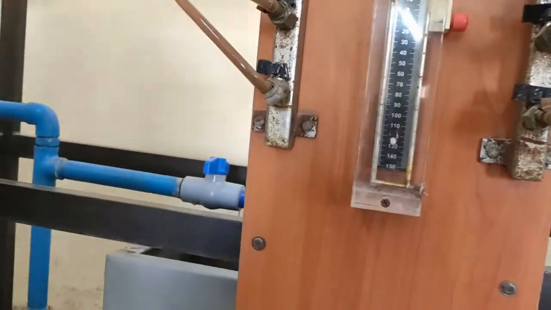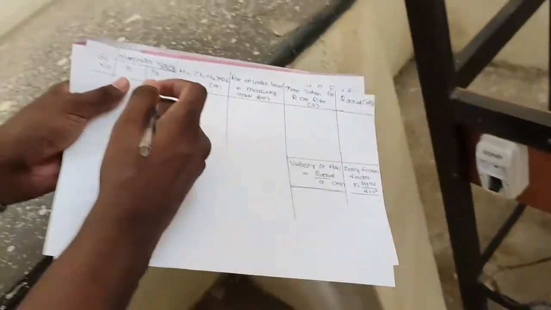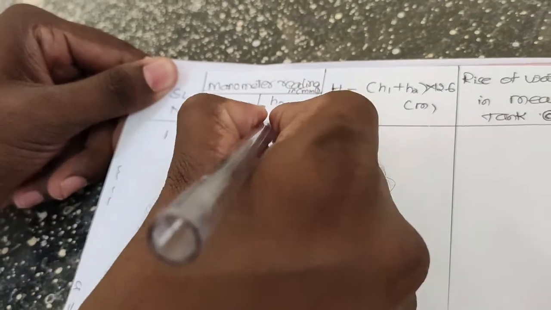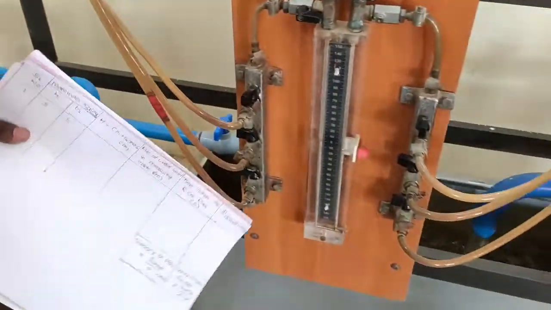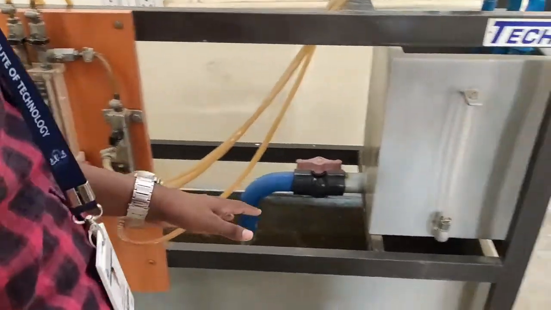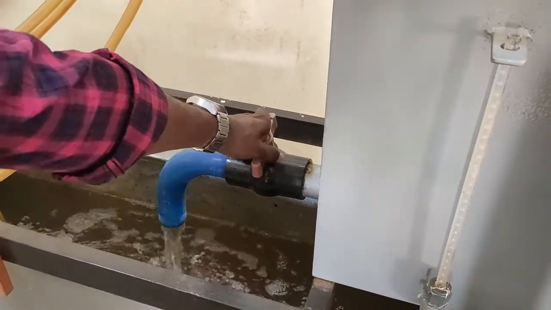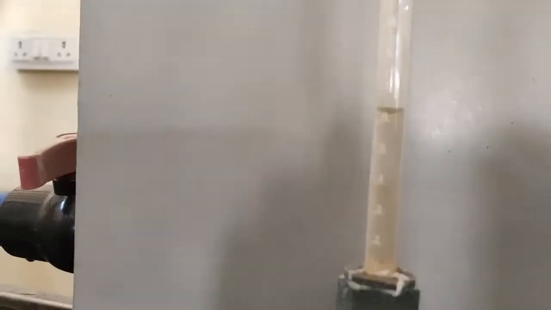So H1 plus H2. H1 will be 5. So you can take serial number 1, H1 5 millimeters, so H2 also 5. Once you have noted down the manometer readings, what you have to do? Come here. Close this measuring tank regulatory valve. Then you can note down the rise of water level for a known centimeter rise. For example, for 10 centimeter rise I am going to take.